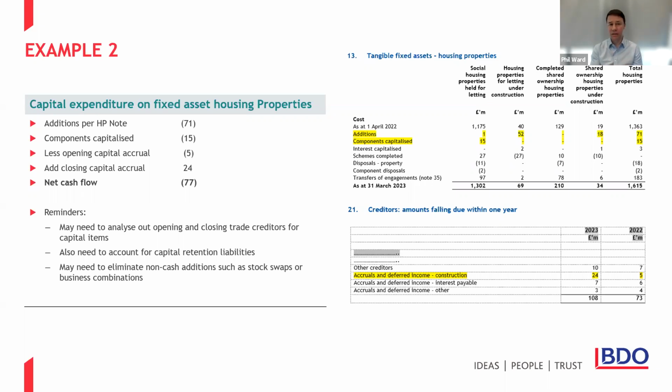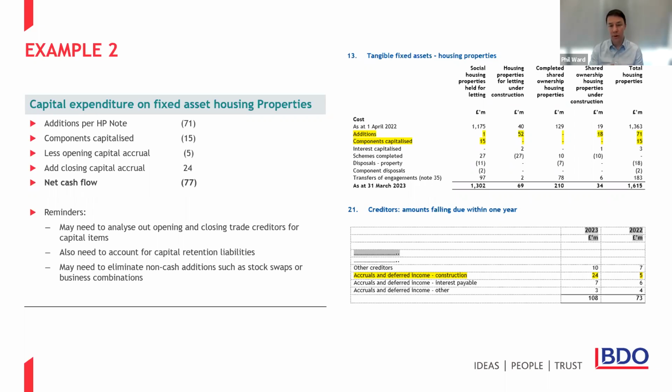Amazing how often we'll see this figure in the financial statements cash flow will be exactly the same as the additions figure in the housing properties note. That almost every time tells me that something has gone wrong, because you wouldn't expect it to be exactly the same. There's usually some add backs and deductions. The main one you need to think about is taking into account any creditor movements. So you can see our note 21 creditors on the right hand side. We've got a separate line item here.